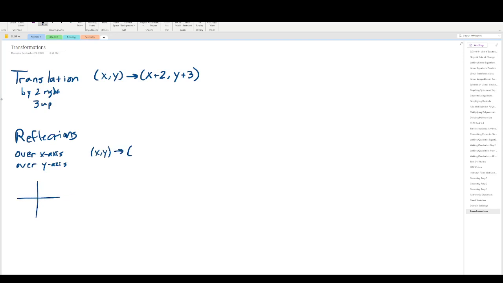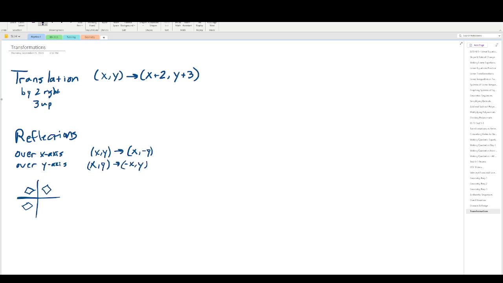So on our graph, if I had a shape over here, I'm mirroring it over the x-axis first, the horizontal one. It's going to end up down here in quadrant 3. So all of my y values that used to be positive are now negative. So I end up with (x, negative y). Over the y-axis is the other way. So I'm switching my x values from negative to positive, and my shape ends up over here. So that one would be (x, y) becomes (negative x, y).